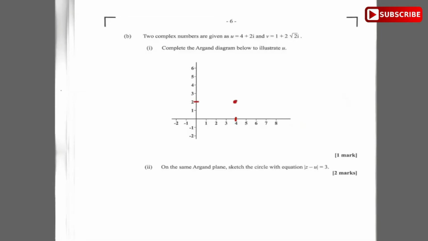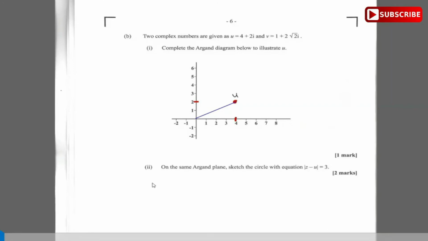And so I'm just going to draw a straight line from the origin to here, that represents u. Nice and easy. All right. Now it says on the same Argand diagram, sketch the circle with equation modulus of z minus u equal to 3.